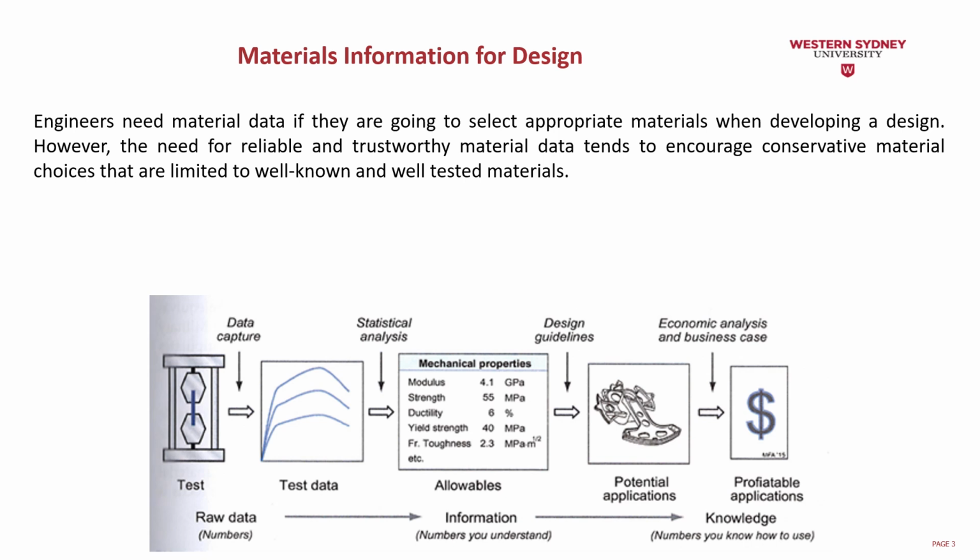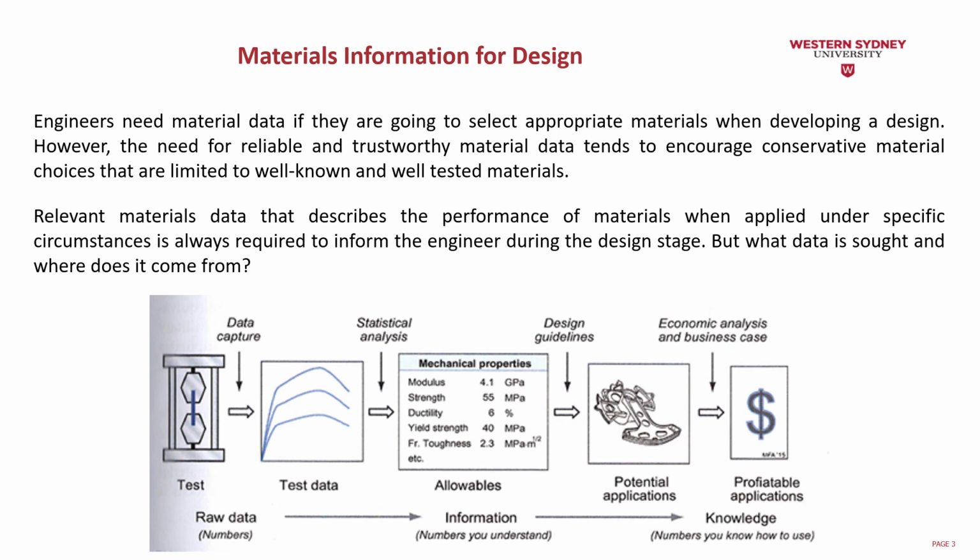So once again, we are going to talk about the materials information for design. We said that engineers need material data if they're going to select appropriate materials when developing a design in general. However, the need for reliable and trustworthy material data tends to encourage conservative material choices that are limited to well-known and well-tested materials. So the relevant materials data that describe the performance of the materials when applied under specific circumstances is always going to be required to inform the engineer during the design stage.